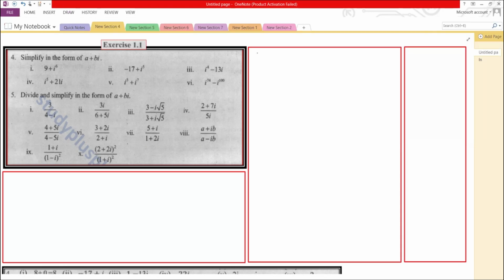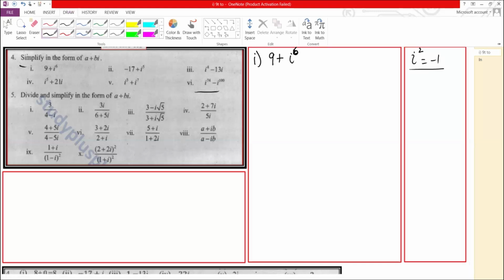That is 9 plus iota power 6. So in all questions, students, question number 1 till question number 6, what we have to do is we know that iota square is equal to -1. So we have to go for this one for every question. So here we are having 9 plus iota power 6. Let's solve this question in the same way.